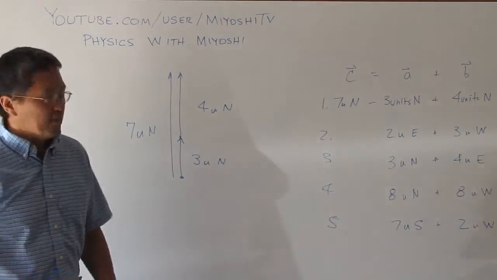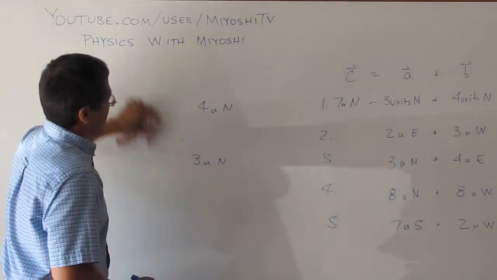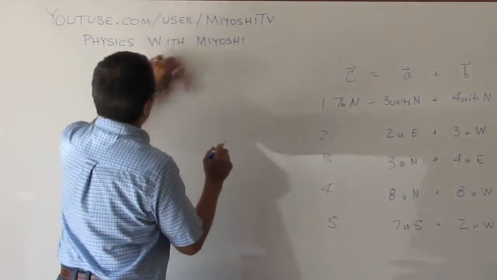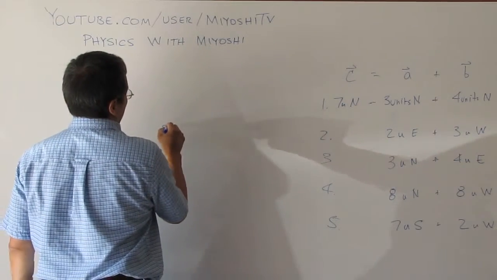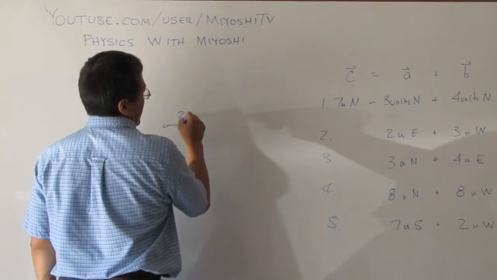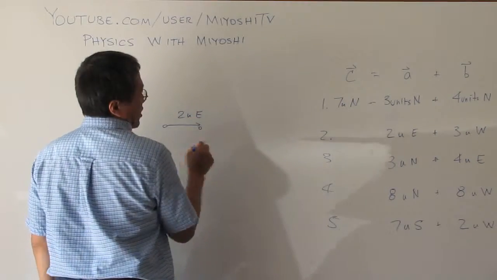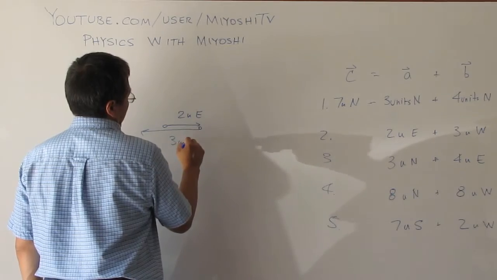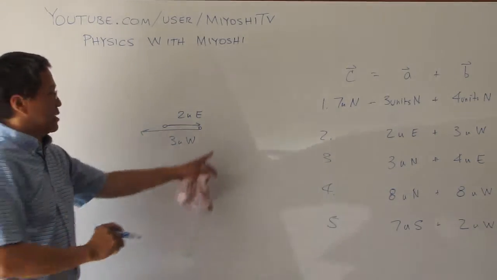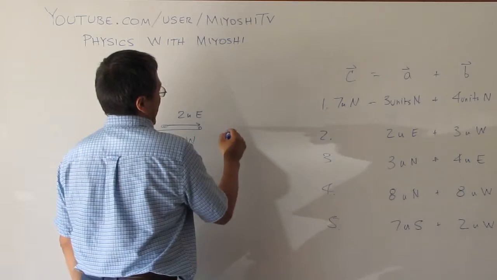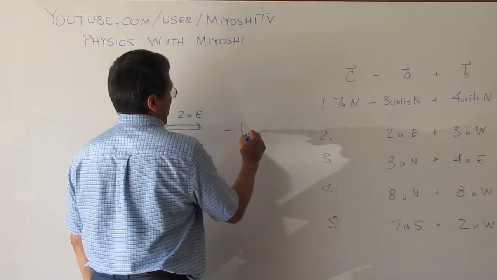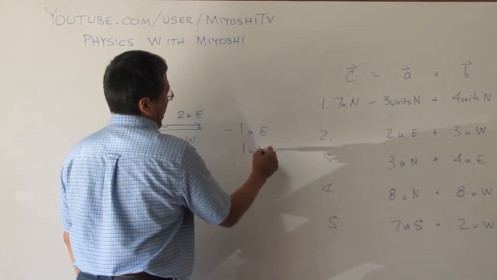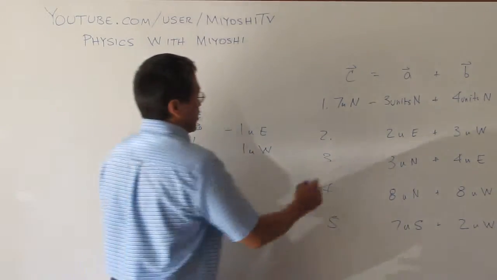Okay? For the second one, I have 2 units east and 3 units west. So in this case, I'll start out here. 2 units east. I'll come back 3 units west. And I can either designate this as, probably not the best way to do it, but I could do -1 unit east, which is 1 unit west. Okay? So I'll put 1 unit west here.